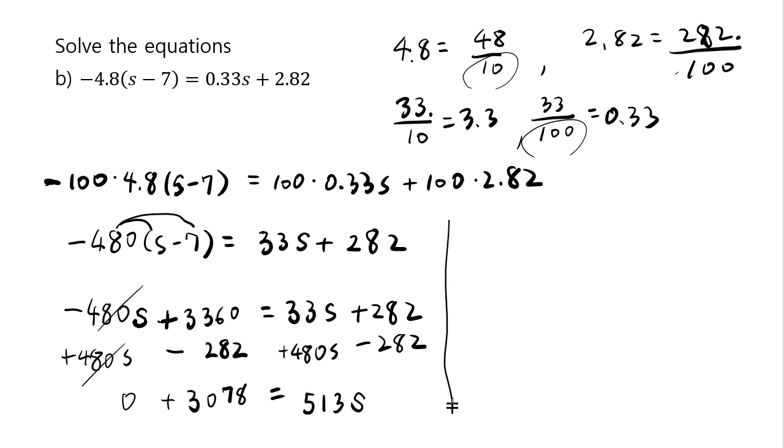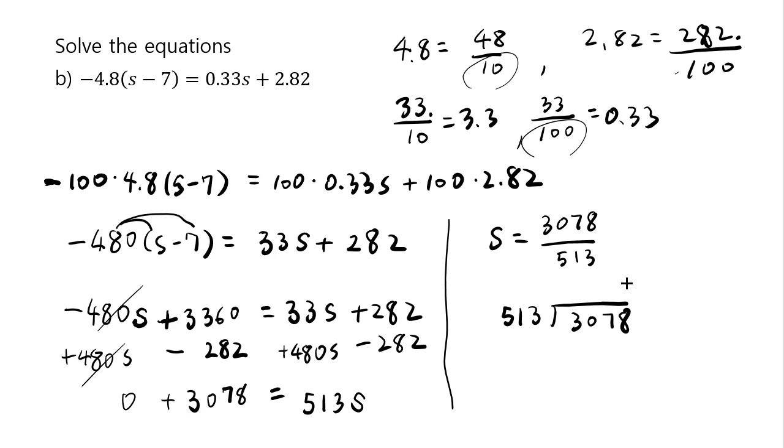Okay, so what do we have? We have s equals 3078 divided by 513. And I think 5 times 6 is 30, right? And 6 times 3 is 18. So maybe this is divisible by 513. So let's try that. You want to divide 3078 by 513.